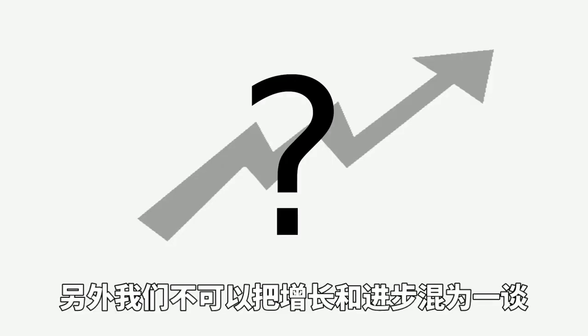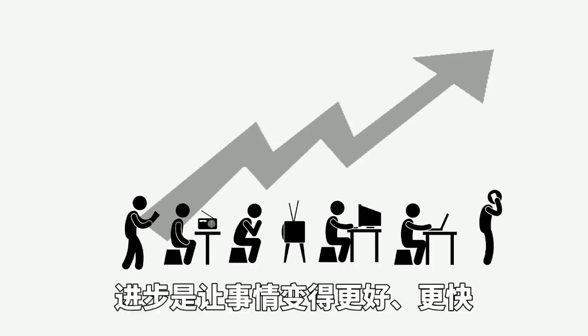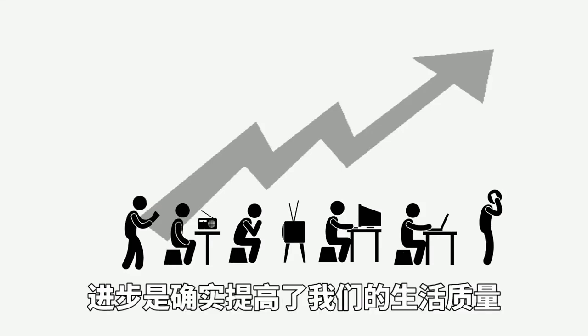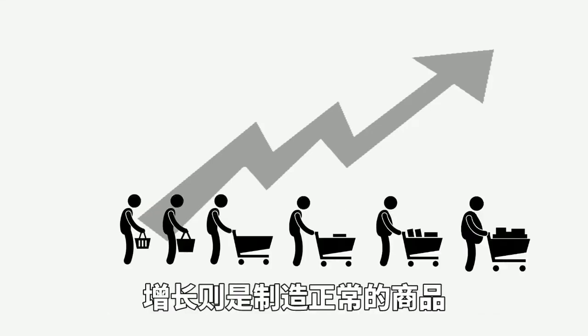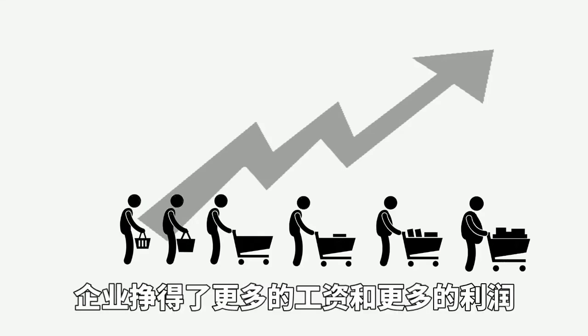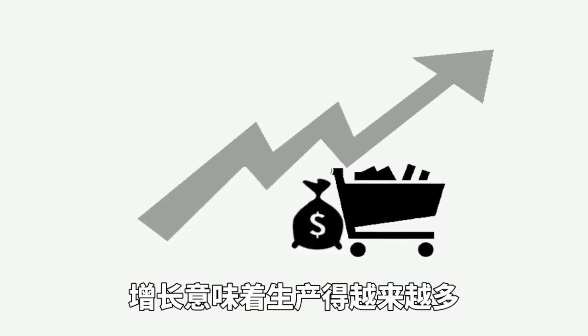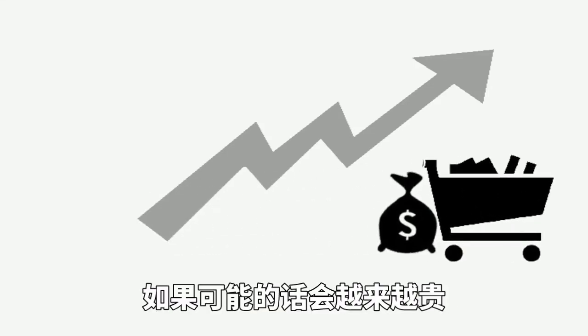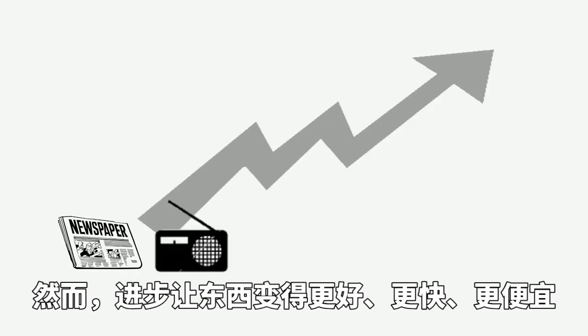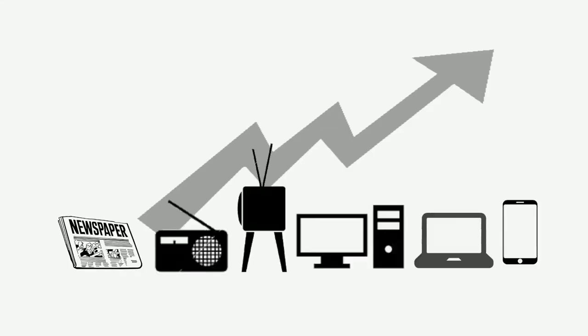We must not confuse growth and progress. Progress is to make things better and faster. Progress really adds to our quality of life. Growth is to make more and more products, sell more and more stuff, so we justify more salaries and more profits. So growth is about making more and more, and if possible, more and more expensive. And progress is making things better, faster, and cheaper.